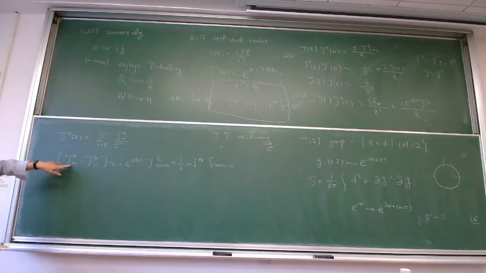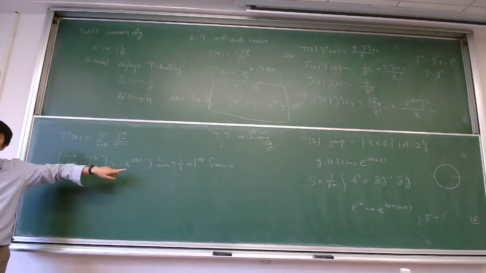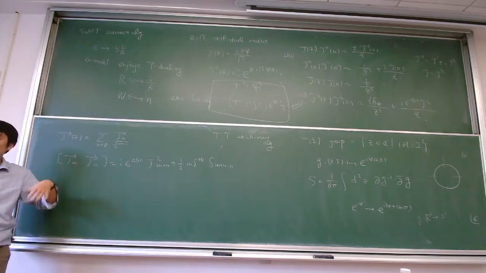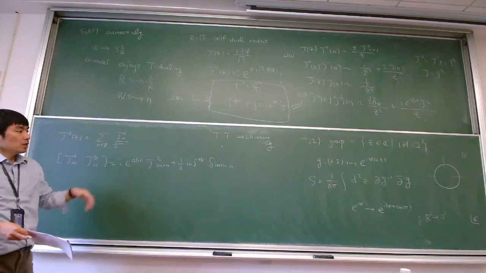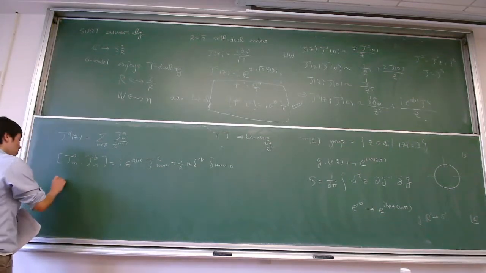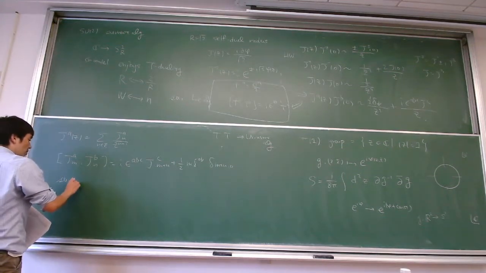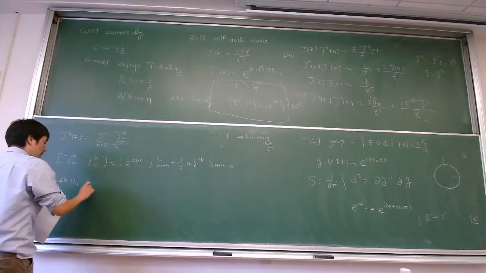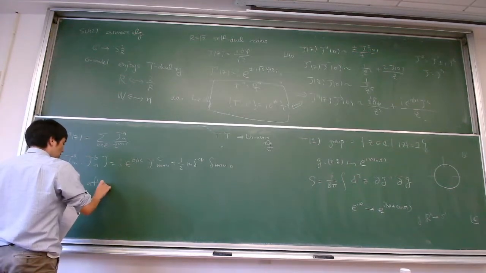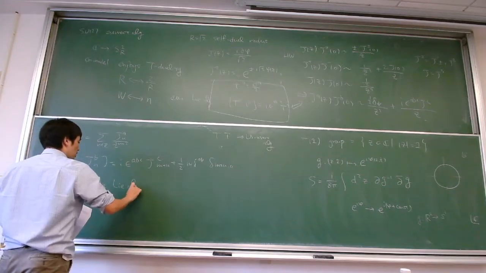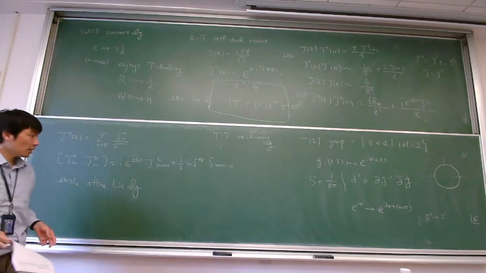But you have infinitely many modes now. m and n range over the integer values. So this is called the SU2 level 1 affine Lie algebra. I will explain the Lie algebra in more detail later.